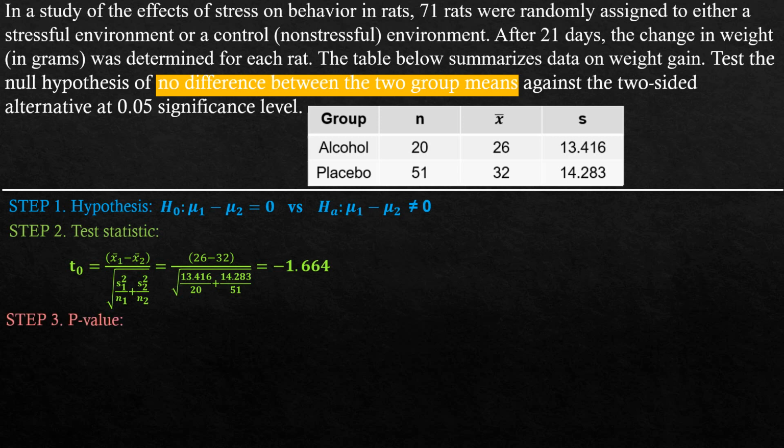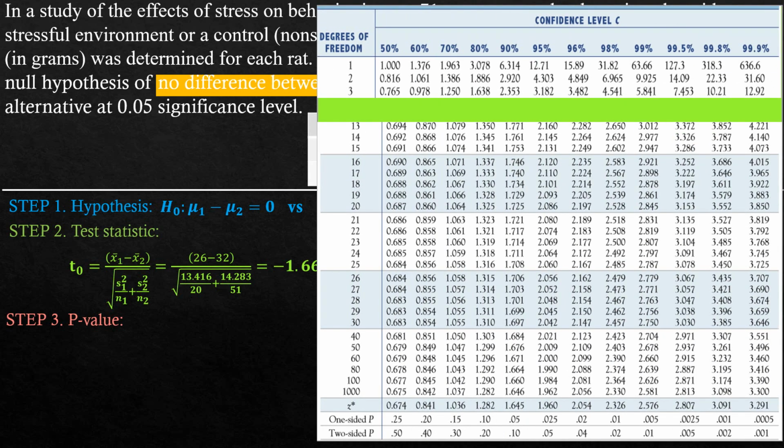To find the p-value, we need the degrees of freedom. What is the minimum sample size? It is 20, of the alcohol group. So 20 minus 1 equals 19. That is the degrees of freedom. Now we know the degrees of freedom and we know t naught, so we can find the p-value. Degrees of freedom is 19 and we need to find negative 1.66. The t distribution is symmetric. Therefore, we should look for the positive 1.66 in this line.